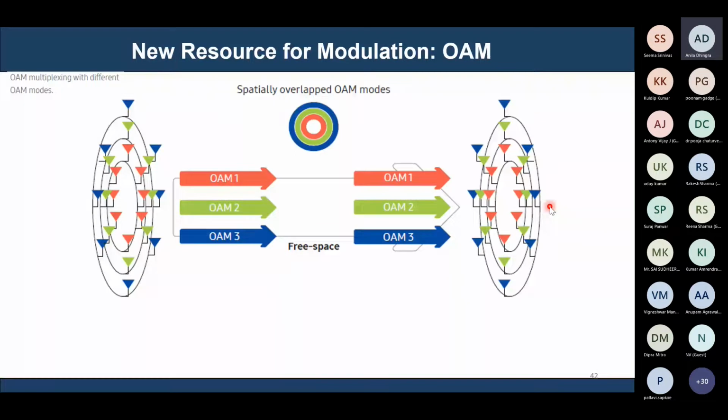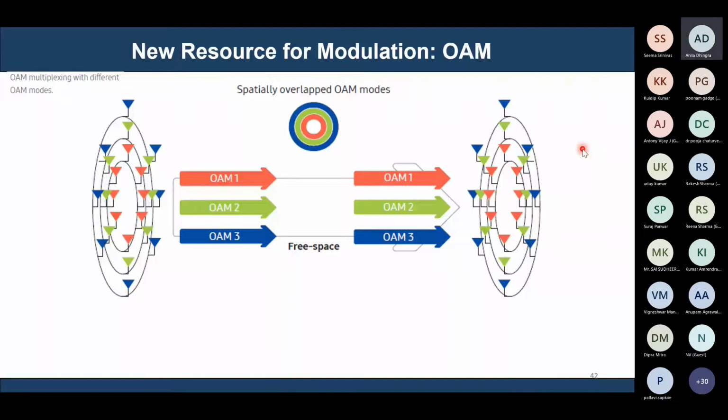So here you can quickly see, let's say this orange is my mode number 1, green is my mode number 2, blue is my mode number 3. So multiple modes, OM1, 2 and 3, are multiplexed together and transmitted, correct? At the receiver side, you can see this is how it looks.